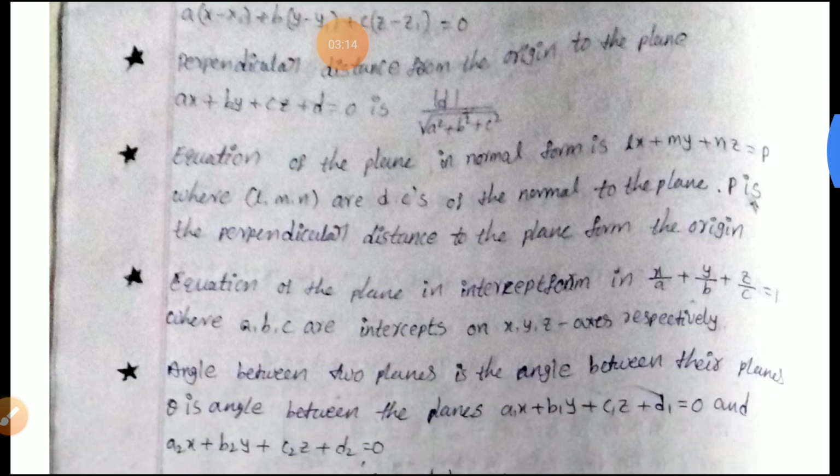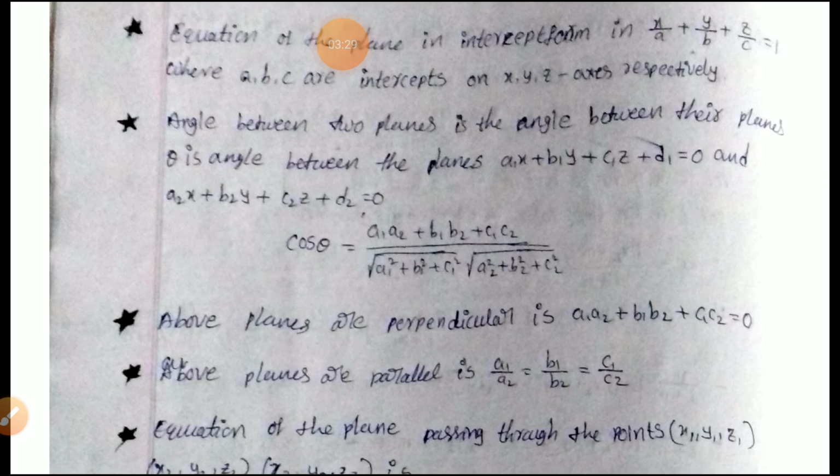Suppose theta is the angle between the two planes a1x plus b1y plus c1z plus d1 equal to 0 and another plane a2x plus b2y plus c2z plus d2 equal to 0. Then cos theta is given by the formula (a1a2 plus b1b2 plus c1c2) divided by square root of (a1 square plus b1 square plus c1 square) into square root of (a2 square plus b2 square plus c2 square).